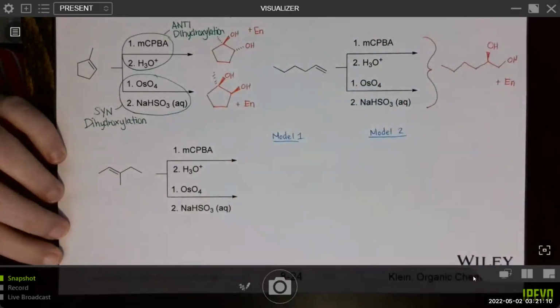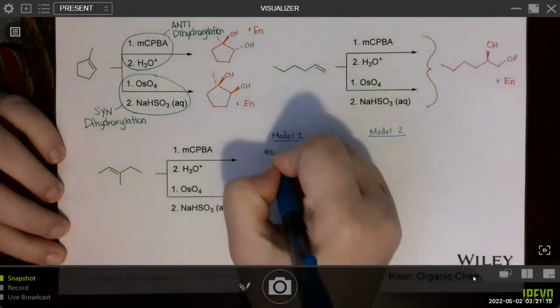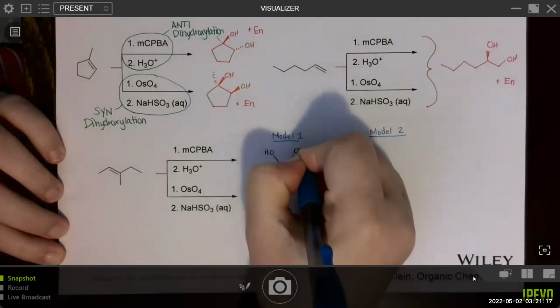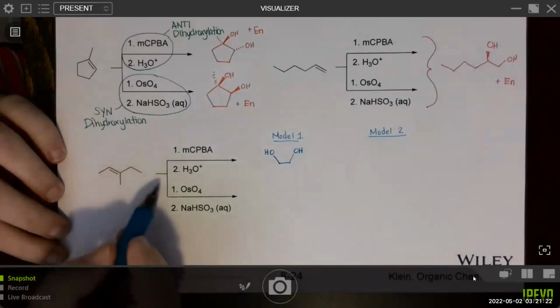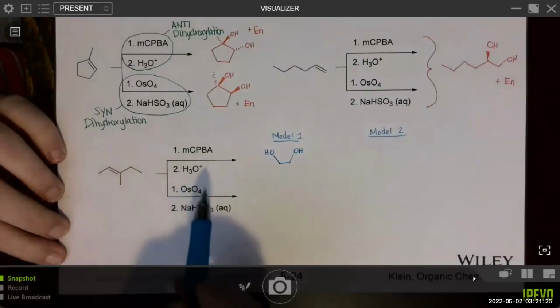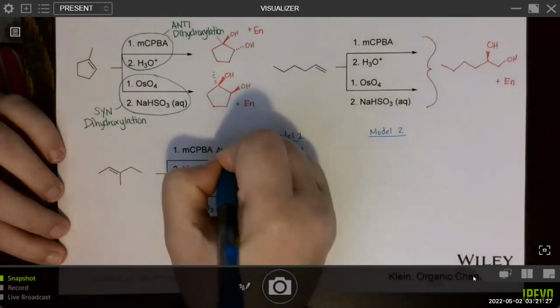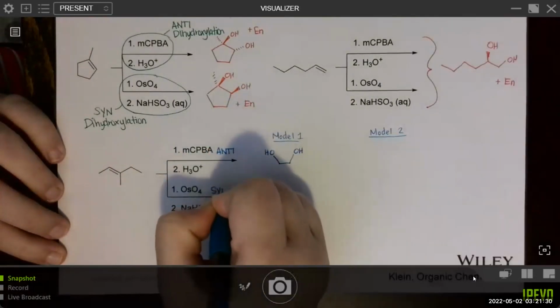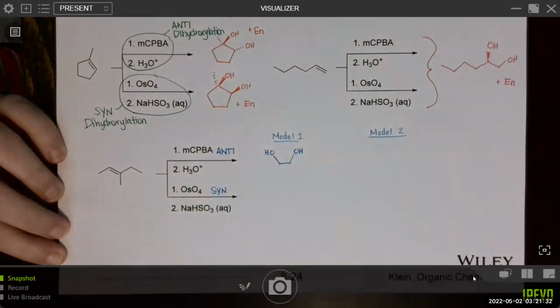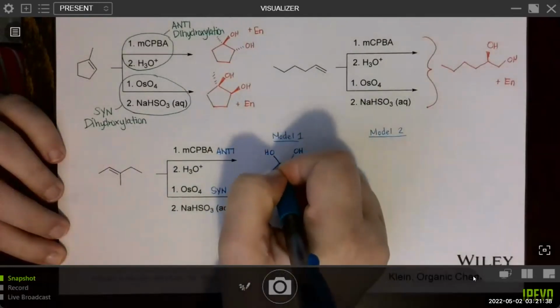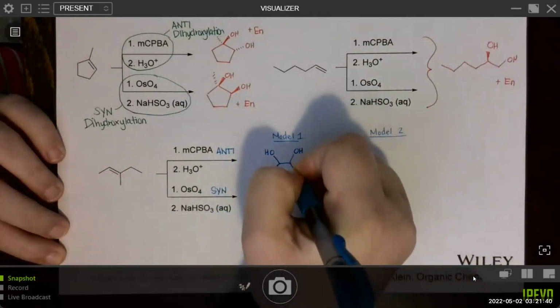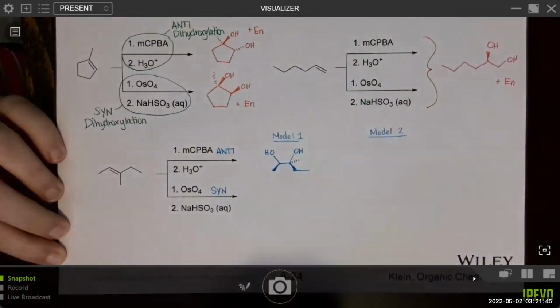All right, so with model 1, we're going to add the two groups in this relative orientation. Remember that we're adding two OH groups. And then we're going to draw in the products here, making sure that I only do anti products here and I do syn products in that case. So with anti, we end up switching one. So I can keep this side the same, and then I can switch this one. Okay, so this plus the enantiomer.